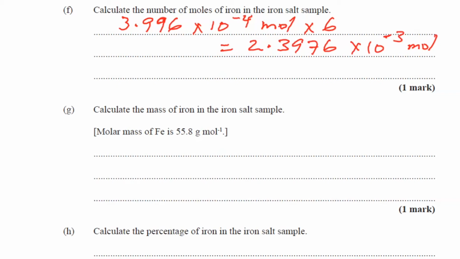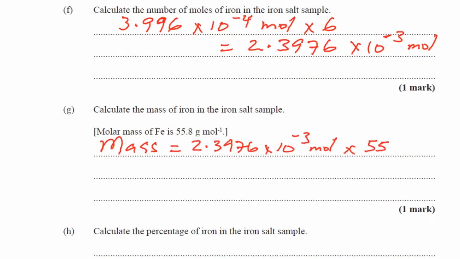All right, and then we move on to part G. Calculate the mass of iron in the iron salt sample. And they give us the molar mass for iron as 55.8 grams per mole. So this is a mole to mass conversion. Mass is equal to number of moles times molar mass. So it's the number of moles that we have in F, which is 2.3976 times 10 to the minus 3 moles multiplied by the molar mass, which is 55.8 grams per mole. So the per mole would cancel out the mole and we would end up with grams. When we do that, we will have 0.13 grams of iron, Fe.